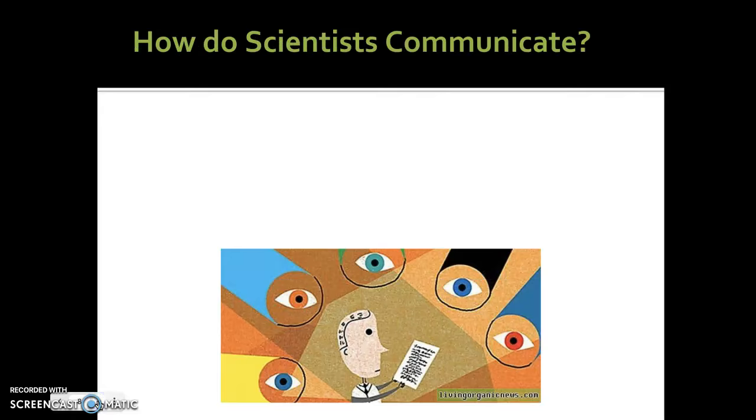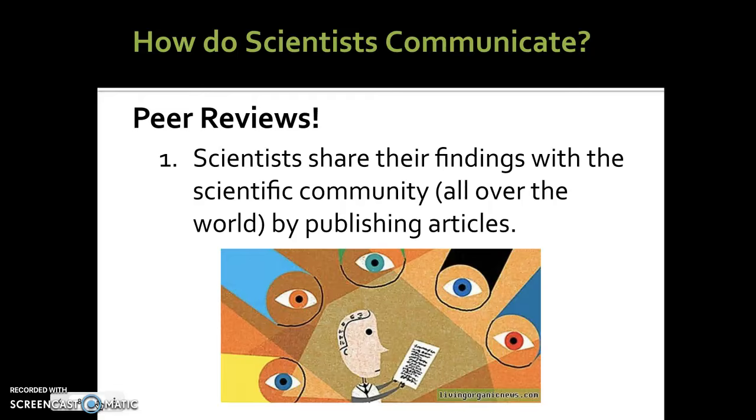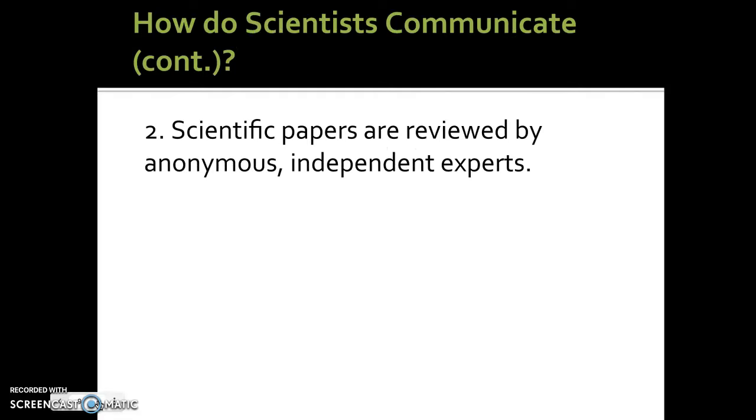And so I've kind of alluded to this before. How do scientists communicate with one another? They have something that's called a peer review. A peer review is where scientists share their findings with the scientific world all over the world by publishing articles. They may publish an article in a scientific journal for other people to read, and then they start to be perhaps a little bit skeptical. They look it over, they repeat the experiment to see if they get the same findings, and so it's published for other people to look at to see if others agree or disagree with it.